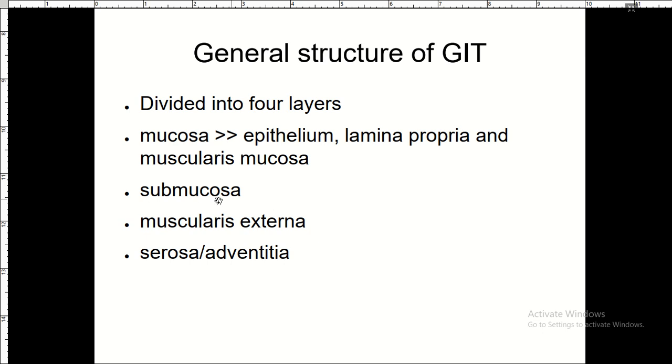Let's take a look at the submucosa. The submucosa is going to contain dense, irregular connective tissue. And in some parts of the GIT, the submucosa is going to contain glands. These are common in two areas of the GIT. In the esophagus, you have mucous glands in the submucosa. And in the duodenum, you're going to have Brunner's glands.